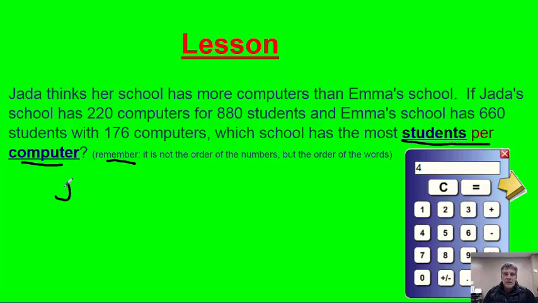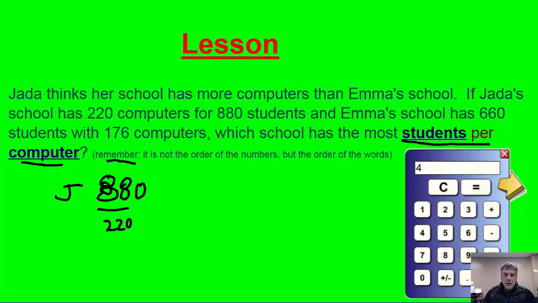All right, let's look at Jada's. Jada's got 880. I'm going to put the students first on top. 880. Let's see if I can go a little better here. It's hard with the mouse. And 220. So there's my ratio, there's my rate, and I want to divide that.